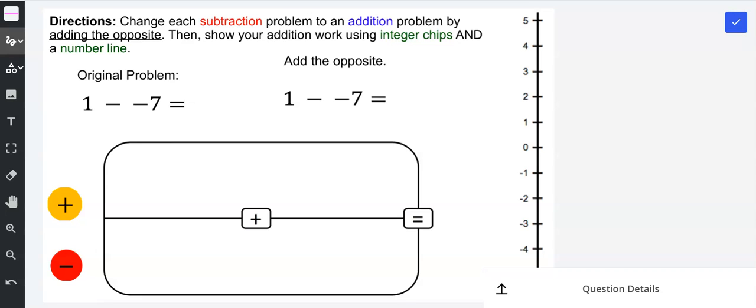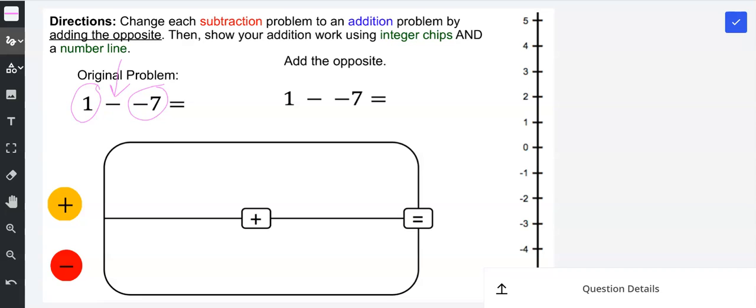Let's take a look at problem number 7. First, I'm going to identify the signs of the two numbers that are being subtracted. So I have a positive number, and the sign of this number is negative. So I'm taking a positive number and I'm subtracting a negative number, so a negative 7.